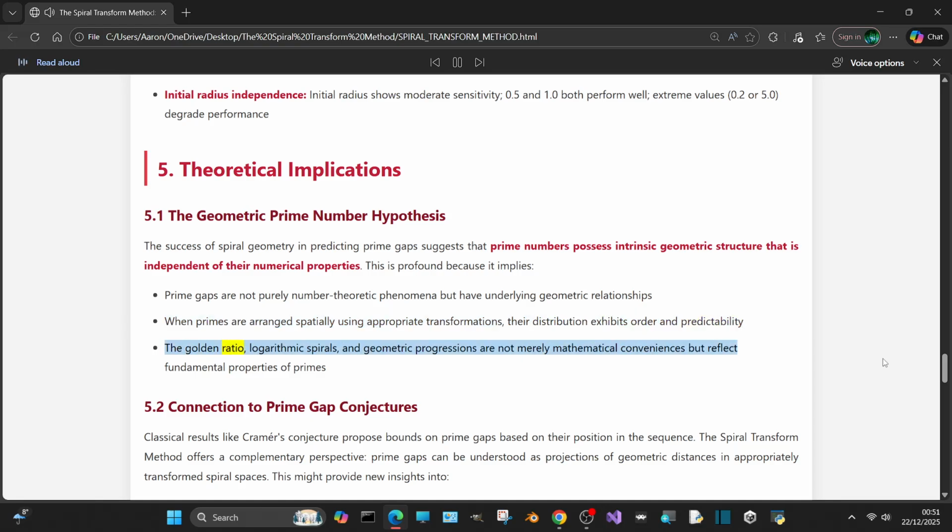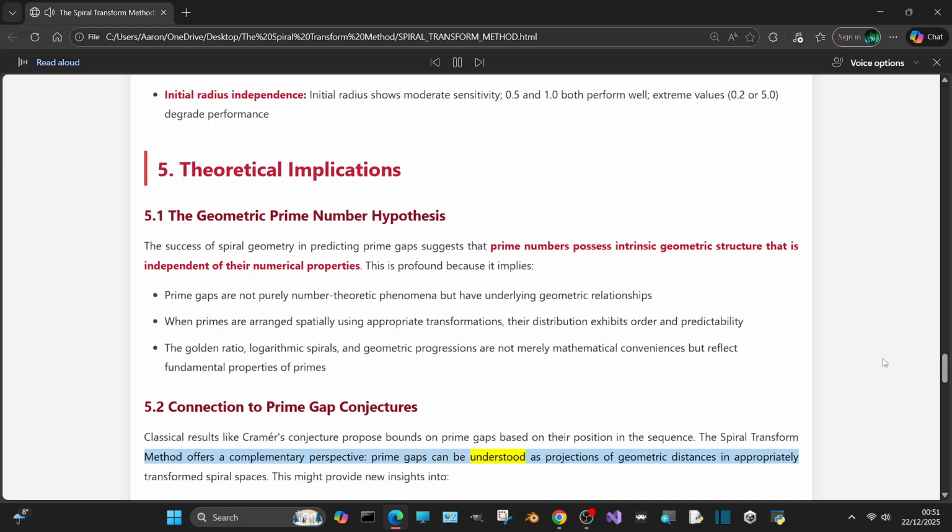The golden ratio, logarithmic spirals, and geometric progressions are not merely mathematical conveniences, but reflect fundamental properties of primes. 5.2 Connection to prime gap conjectures. Classical results like Cramer's conjecture propose bounds on prime gaps based on their position in the sequence. The spiral transform method offers a complementary perspective.